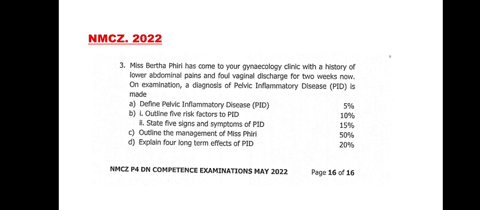Now question C is saying, outline the management of Miss Piri. How are you going to manage Miss Piri? Here you need to explain a lot of things for you to actually earn the 50%. You need to explain a number of things for you to earn the 50%.